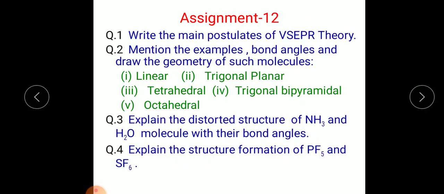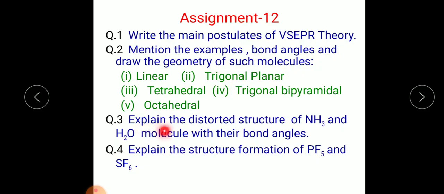Now, assignment for today, assignment 12. Question number 1, write the main postulates of VSEPR theory. Question number 2, mention the example bond angles and draw the geometry of such molecules: linear, trigonal planar, tetrahedral, trigonal bipyramidal, octahedral. So what you need to do is write down their bond angles and draw the geometry along with the examples of such molecules. You can find the answer for this in the previous table that I explained over there.